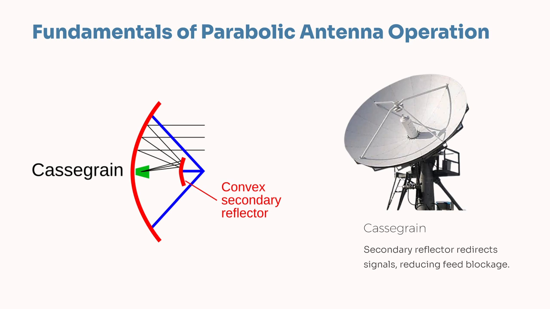Advantages: the Cassegrain setup allows the feed to be placed at the back of the antenna, making it easier to install and maintain. It reduces the feed blockage that typically occurs in standard parabolic design since the feed does not obstruct the main aperture. This configuration is often used in applications that require high gain and compactness, such as satellite communication and radio telescopes.